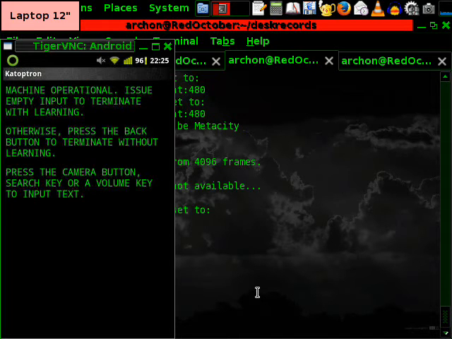I have called my chatbot the Katoptron, which in ancient Greek means mirror. I chose this name because this is what it fundamentally does. It mirrors you by learning what can be replied to sentences according to the way you reply to them.